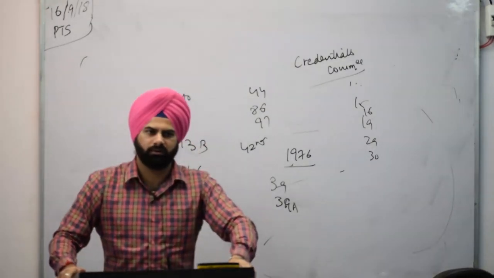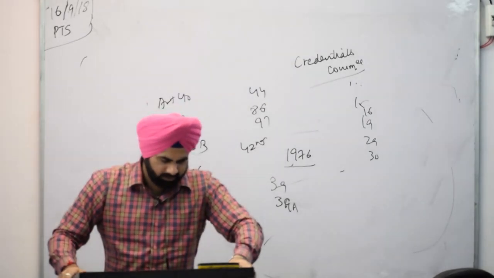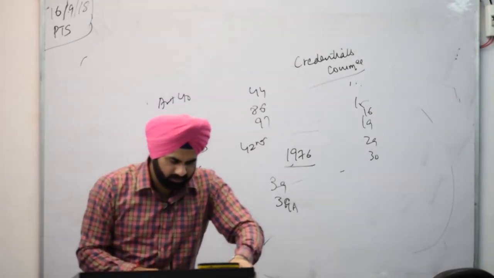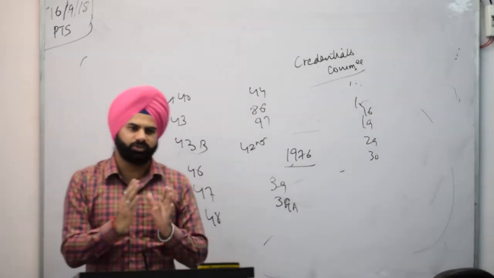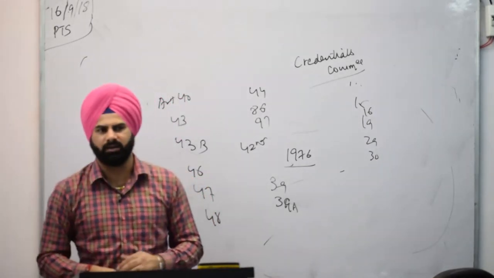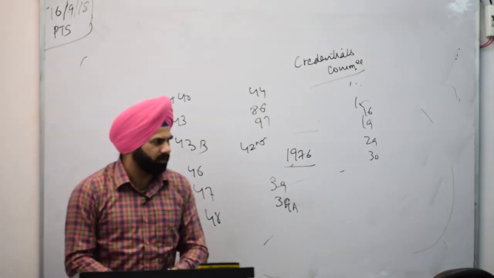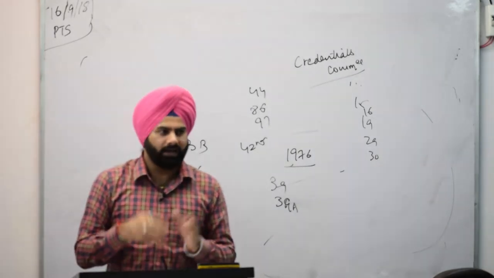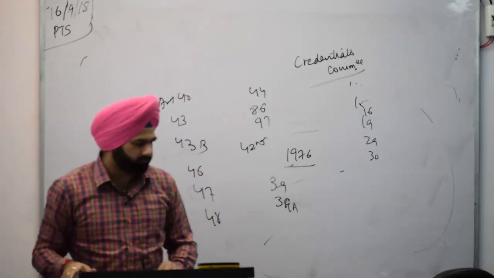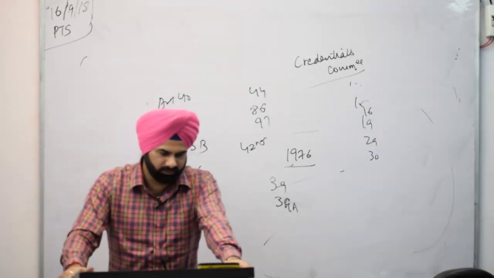Kiske liye? Special treatment. For example, special treatment and care. Usko kuch states ko pehle UTs banaya gaya tha. For example, the states of the northeastern part of the country, for example, Manipur, Mizoram, Tripura, Arunachal Pradesh. And later on, they became states. See the answer. Question number 38.